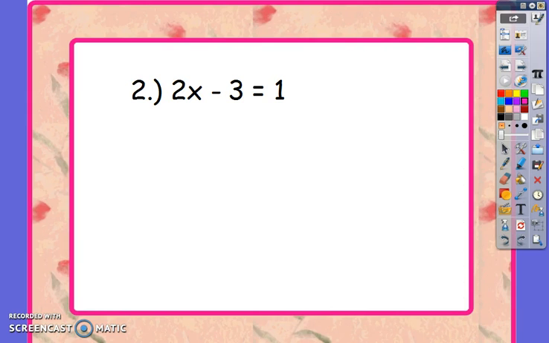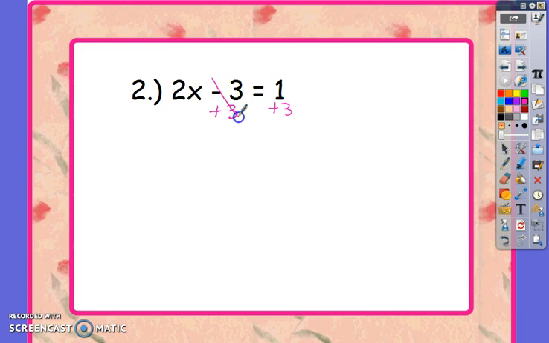Today we're going to practice solving two-step equations with integers. Remember, we want to undo what we see. We want to isolate our variable. We see a subtraction of 3, so we are going to need to add 3. Remember, a subtraction of 3 is the same as a negative 3. So we want to add 3 to both sides.